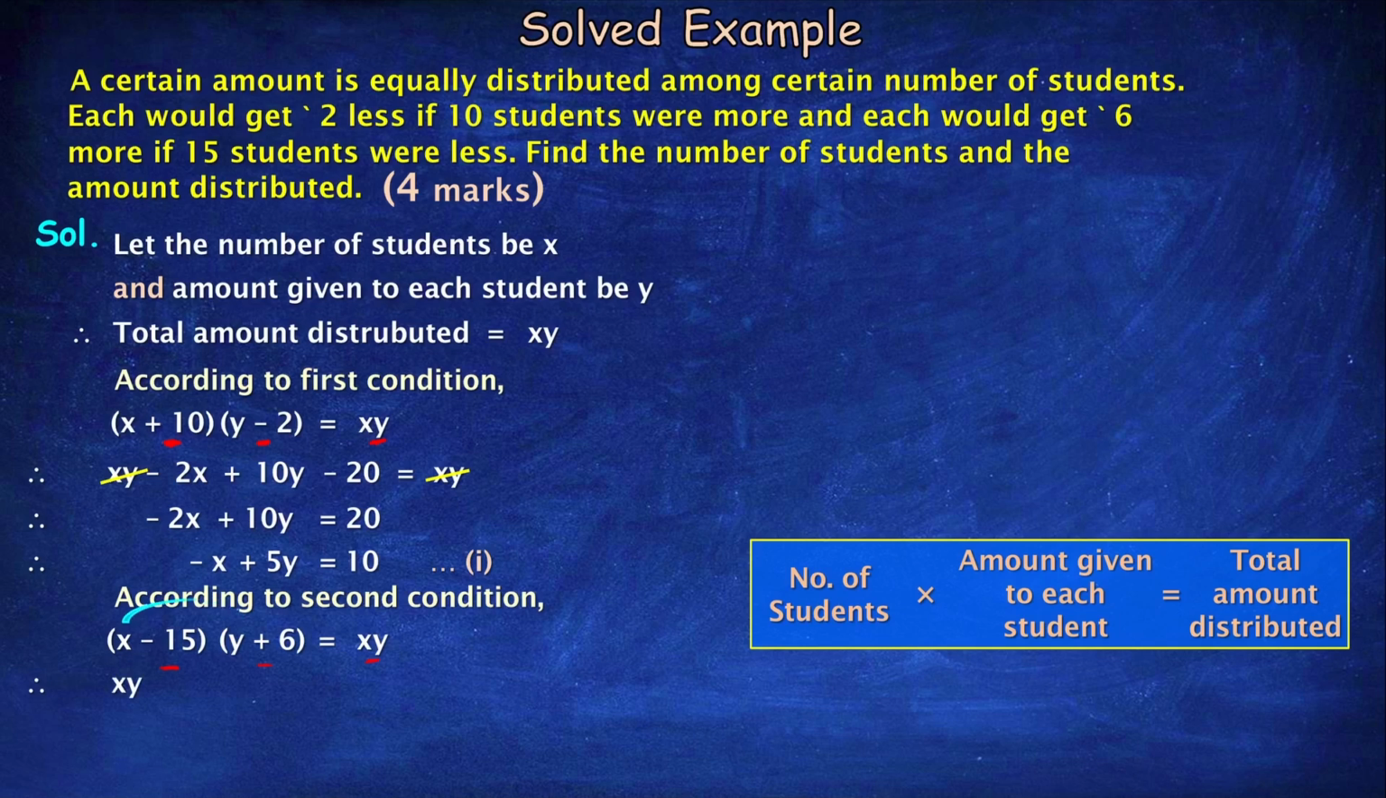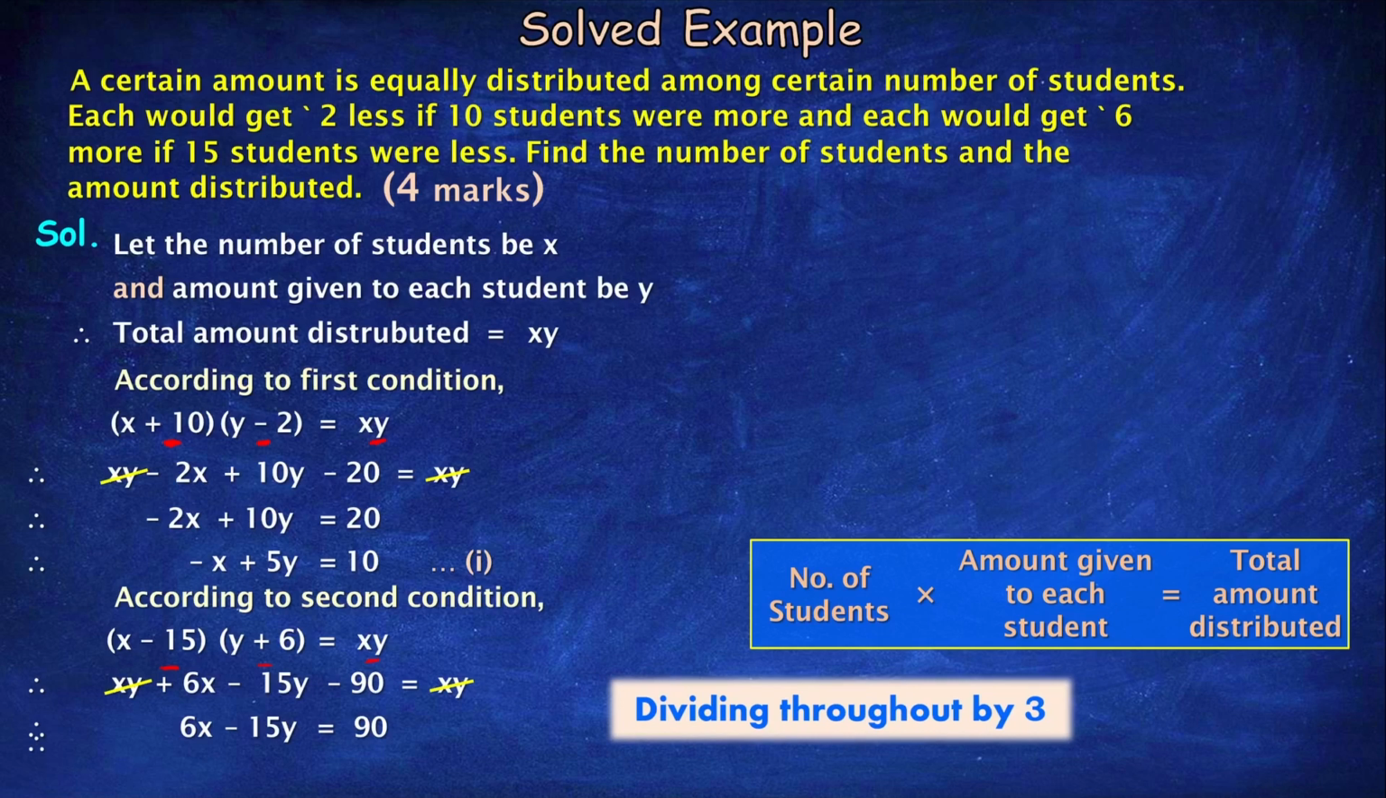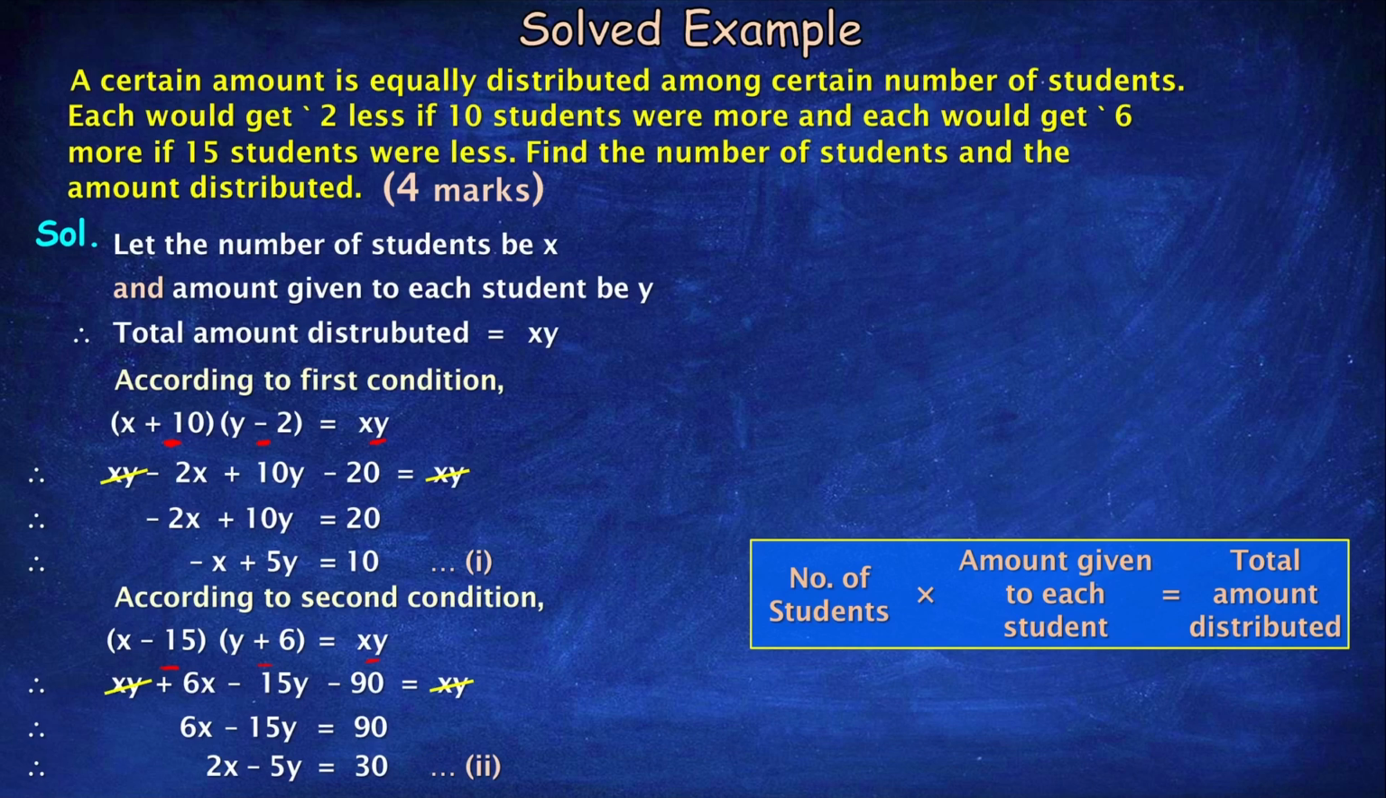Okay, now I have 2 equations. So let's solve this. xy minus 15y plus 6x minus 90, xy gets cancelled. I get 6x minus 15y is equal to 90. These are my 2 equations now. Dividing throughout by 3, I get this as an equation now. Now I need to know the method to solve these 2 equations, because till the time I know the method, I will never get my answer for x and y, and that is what they are asking, number of students and the amount that is being distributed to each student.